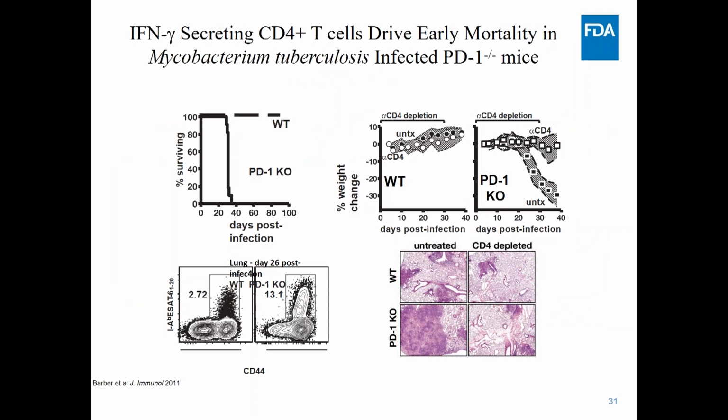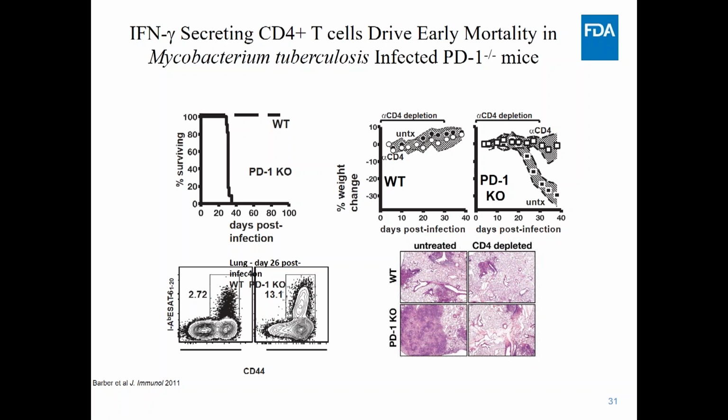This is a study in PD-1 knockout mice. You can see that when you infect PD-1 knockout mice with TB, they have dramatically early mortality. And it's due to the CD4 T cell response, because in these PD-1 knockout mice, when you administer anti-CD4 and wipe out the CD4 cells, those animals survive. You can also see the dense infiltrate in the lung of these animals, and that's eliminated by CD4 treatment.